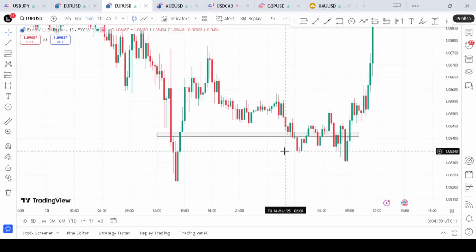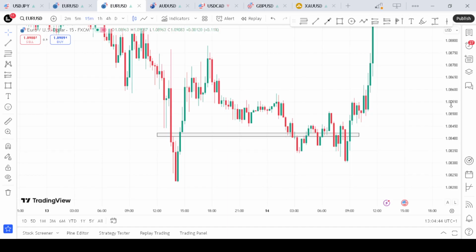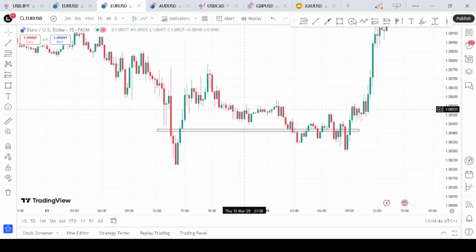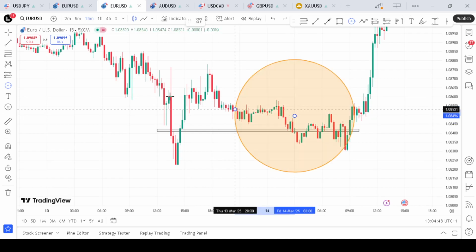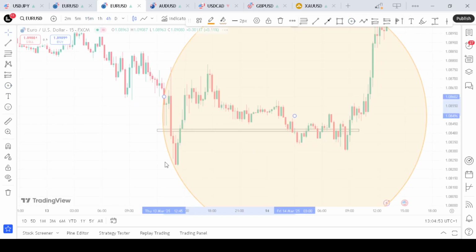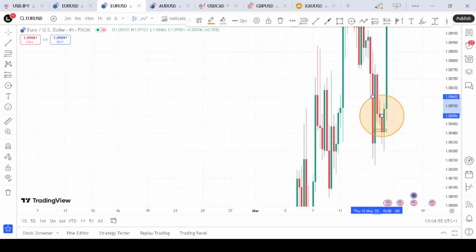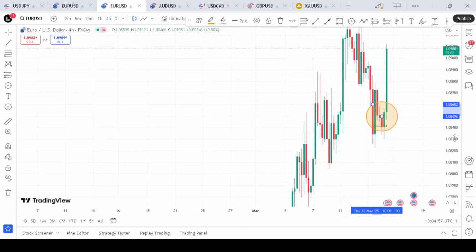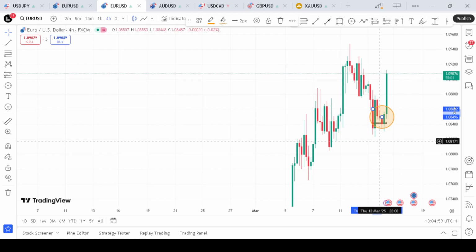Let's break down the trading strategy step by step for a bullish setup. To identify a bullish ICT balanced price range, we have to begin by identifying the bullish market structure. If we go to the higher time frame to spot this area, let's go to the 4-hour time frame, and we can see that generally the market is in an uptrend.